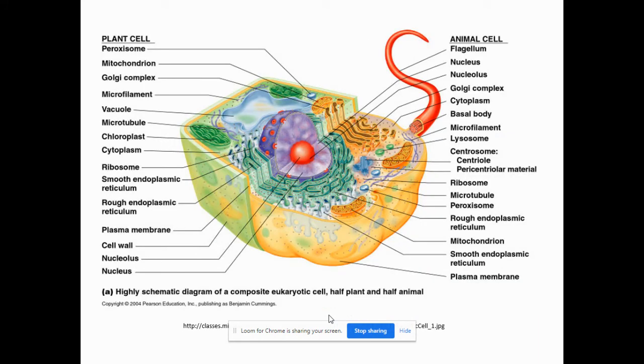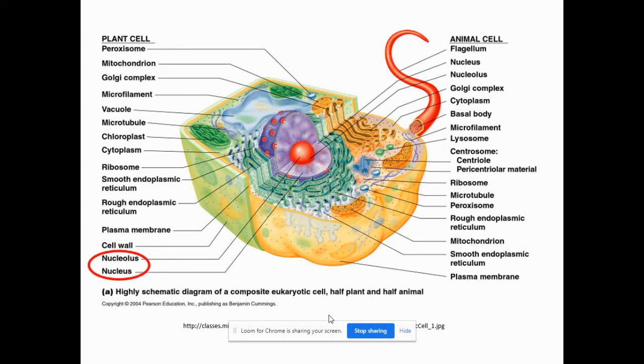All right, so now we're going to focus on eukaryotic organisms. What we're going to do is just go through and talk about the major organelles that you can find in eukaryotic organisms. Some of these are just in plant cells. Some of these may be only in animal cells, and we'll talk about the difference between animal and plant cells at the end.